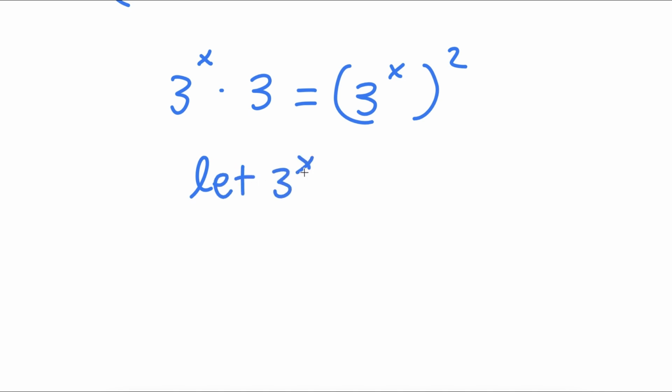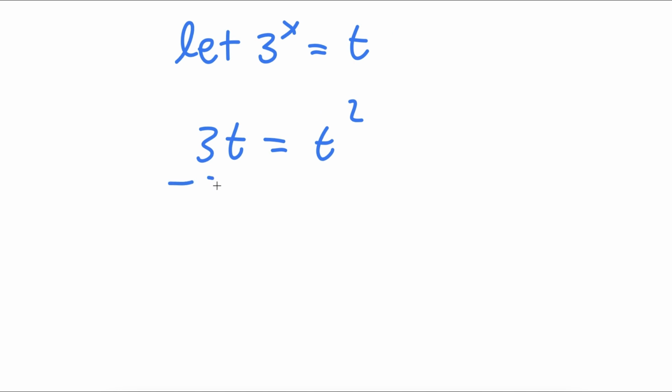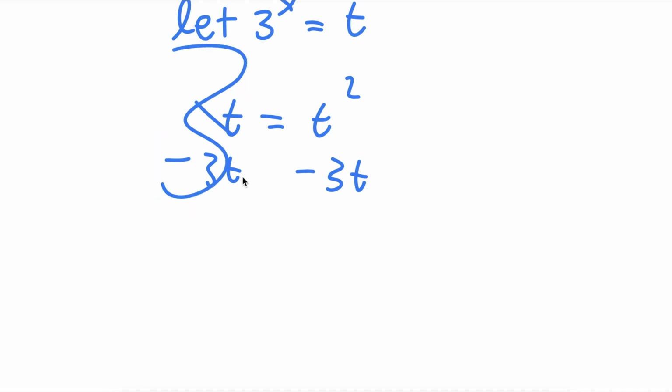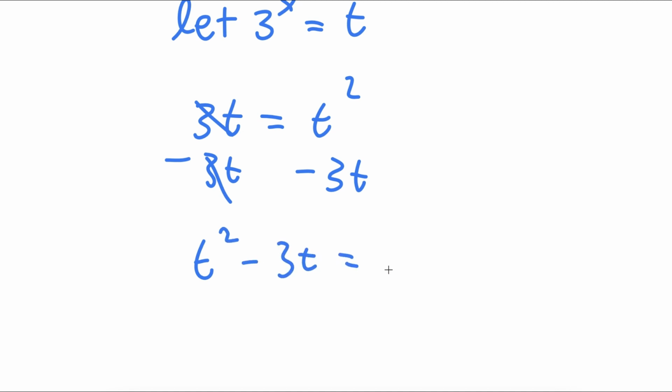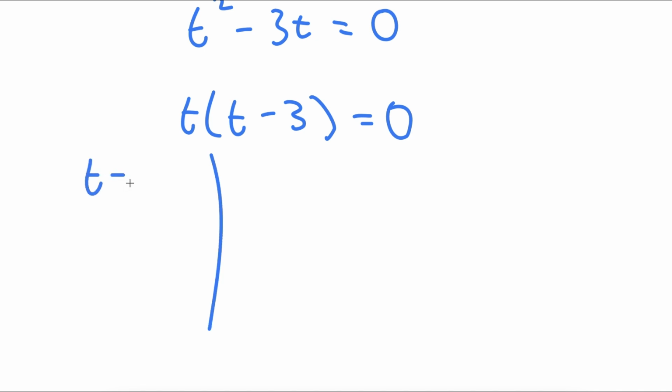Now I'm going to let 3 to the power of x equal to the variable t. So now I have 3t is equal to t squared. Now if I subtract 3t on both sides, I get t squared minus 3t is equal to 0. Now if I factor out t, I get t times (t minus 3) is equal to 0. So I have two equations now. I have t equals 0, and I have t minus 3 is equal to 0.